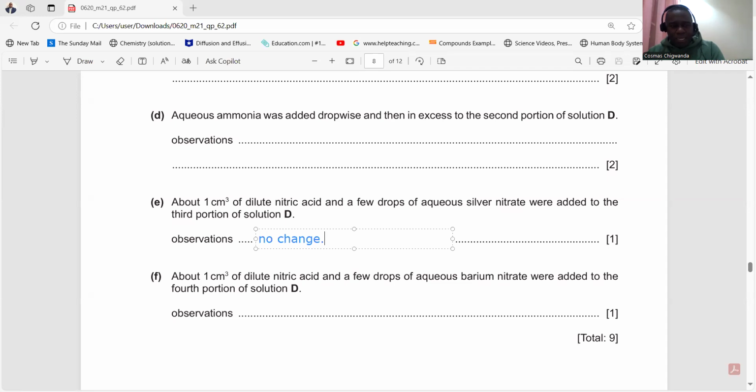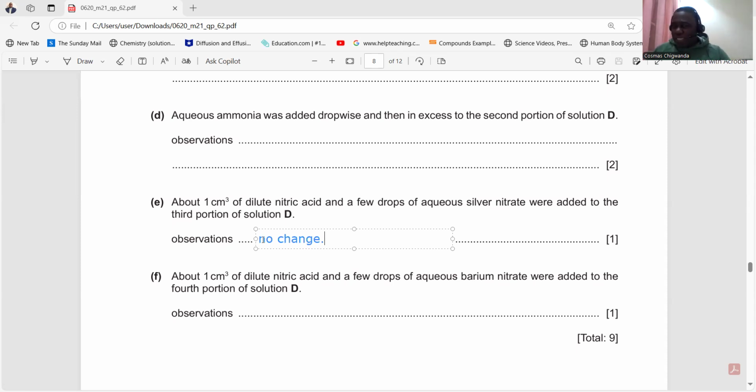All right, fine. And then the last question, about 1 cubic centimeter of dilute nitric acid followed by a few drops of barium nitrate. That's the key word. If you know your reagents, you will not have any problem, okay? Dilute nitric acid followed by barium nitrate. The previous one was dilute nitric acid followed by silver nitrate, okay? This one now is a standard test for sulfate.